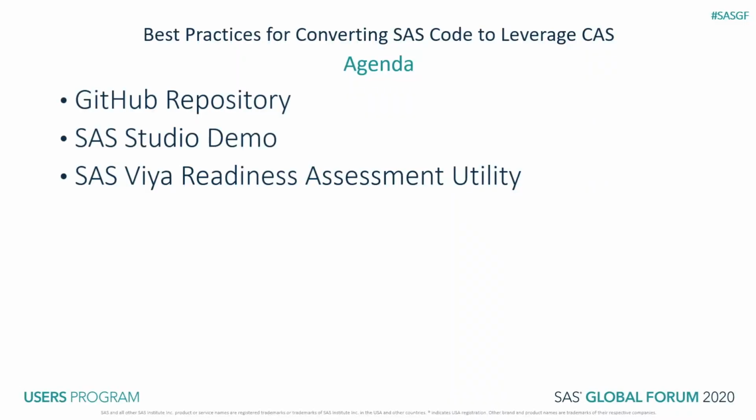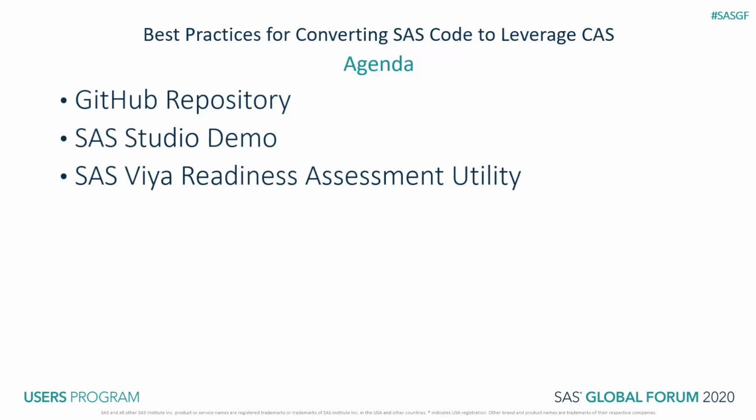This super demo has three components. First, we'll review the GitHub repository of the code I will be demoing. Secondly, I will run a few examples from the repository using SAS Studio. Lastly, I will share with you information on the SAS Viya readiness utility.